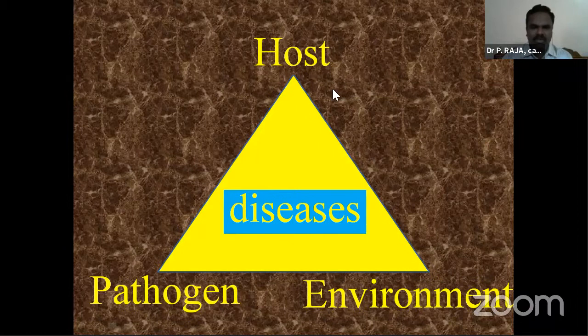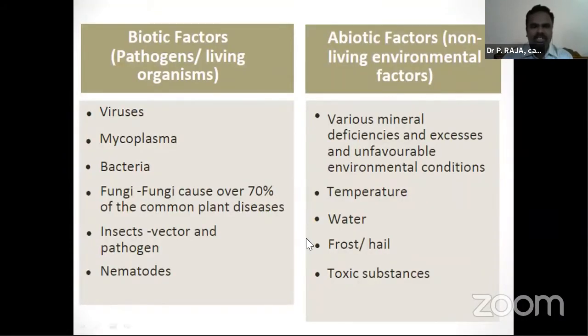First one is host, the pathogen, and the environment. First, we should have a susceptible host, a virulent pathogen, and a favorable environment, which contribute to disease development. If the three things come together, then we will find the establishment of disease. So the diseases are caused by two factors, biotic factors and abiotic factors.